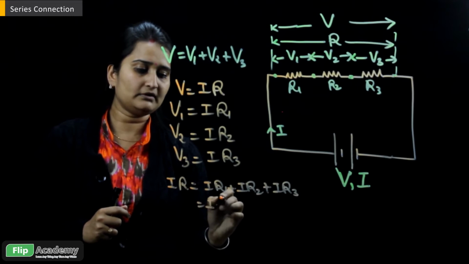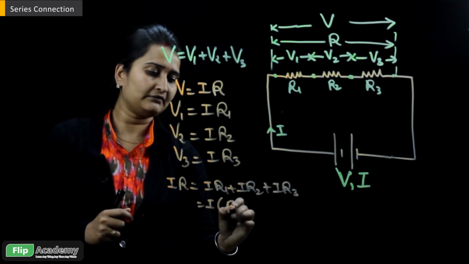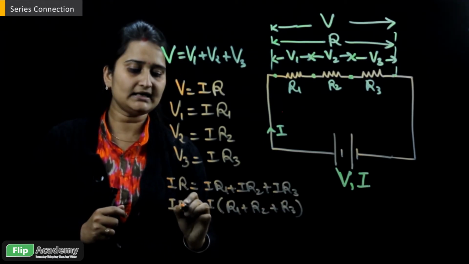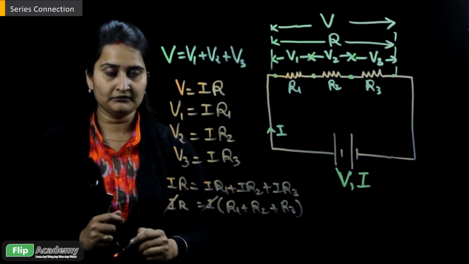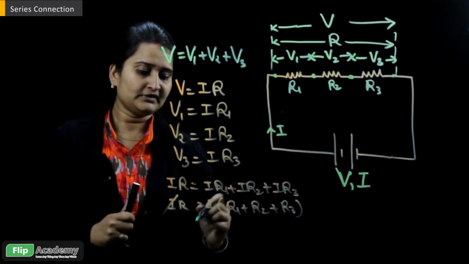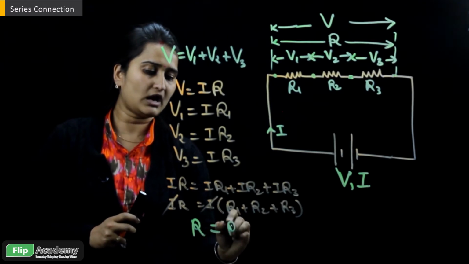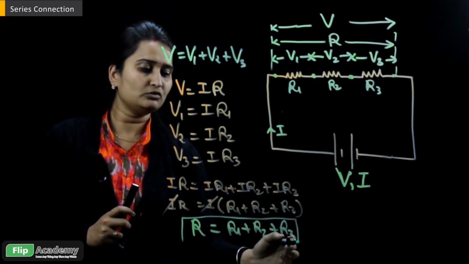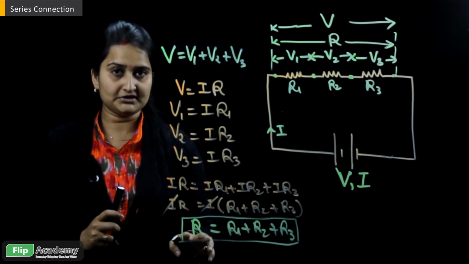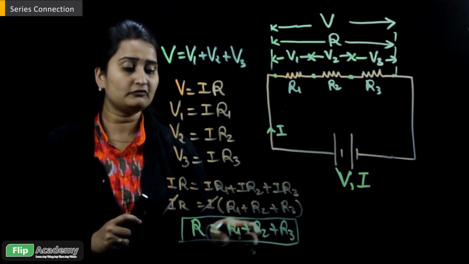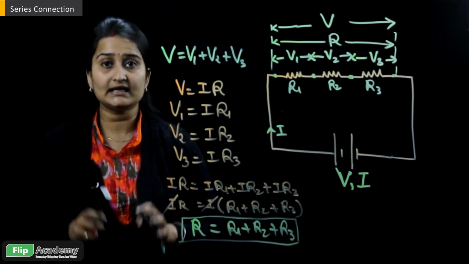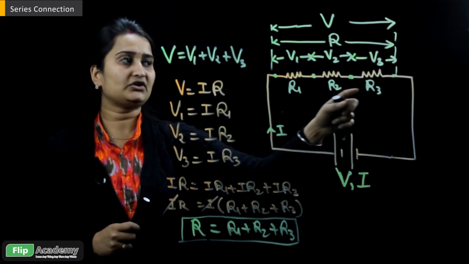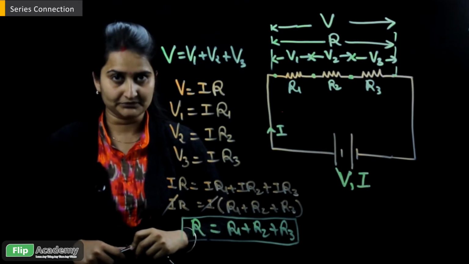Now take I common from these three terms. What you will get? I times (R1 plus R2 plus R3) equal to IR. You can cancel I from both sides. So what is the final answer? It would be R is equal to R1 plus R2 plus R3. So this is what we needed to prove, that the total resistance is equal to the summation of all individual resistances in the circuit. Total resistance is capital R, and R1, R2 and R3 are the individual resistances connected.